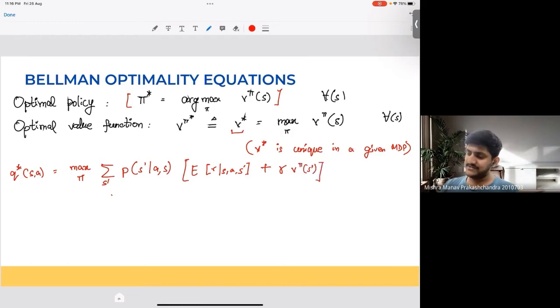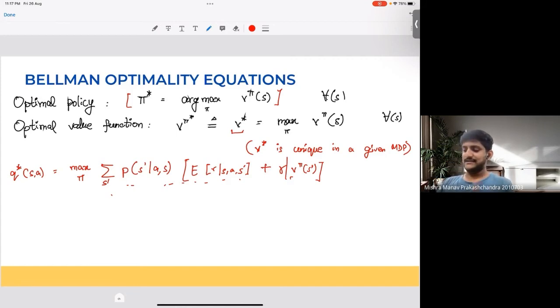Note here that this max over pi operator directly operates on this V pi function over here. This max pi is not applicable to any of these other quantities, but it directly hits this term. So what I end up with is my max over pi of V pi is nothing but my V star.